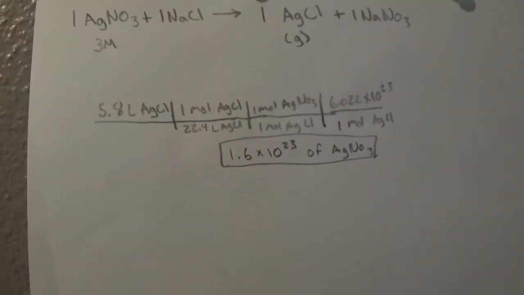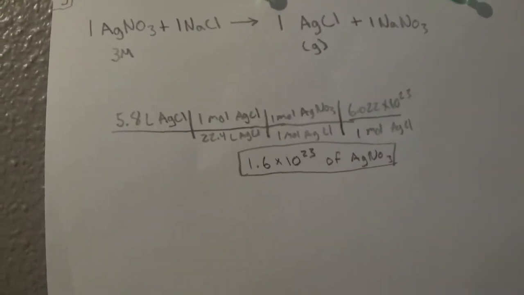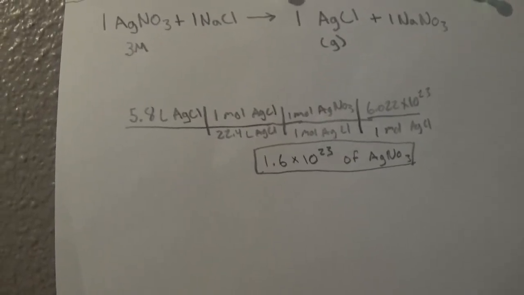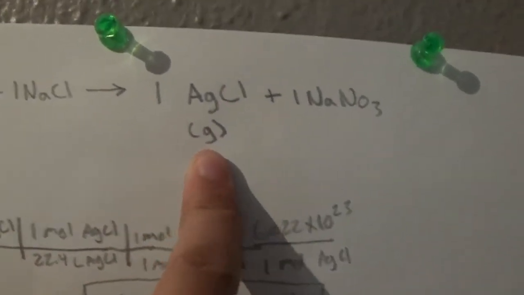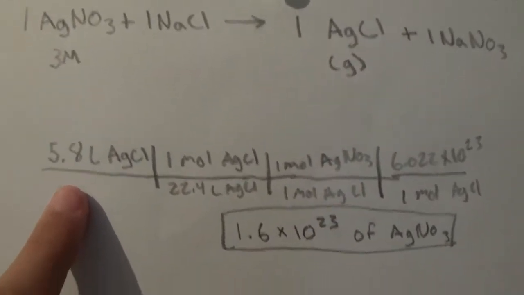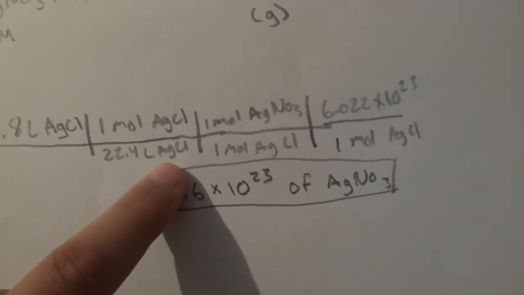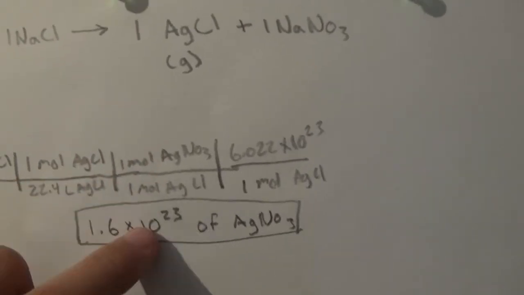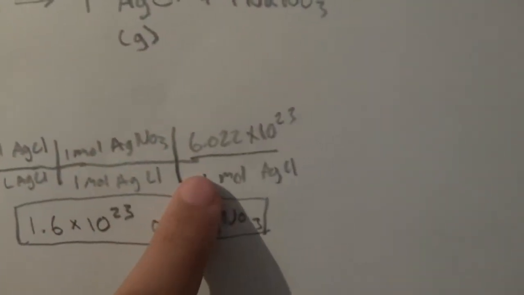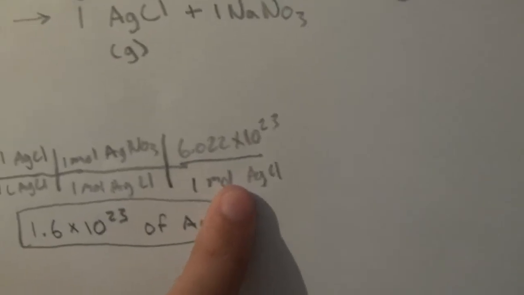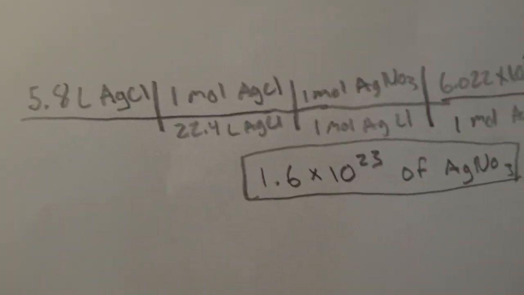Alright, so finally, we're supposed to pretend that one of our products is actually a gas and calculate how many molecules of the first 3.0 molar solution are required to produce 5.8 liters of gas. So here's our equation, and here is our gas, the AgCl. We take the 5.8 liters that we need to produce and multiply by 1 mole over 22.4 liters of AgCl. Then we convert to AgNO3, which is 1 over 1, because our equation is 1, 1, 1, 1 again. And finally, we multiply by Avogadro's number to find molecules over 1 mole, and we get 1.6 times 10 to the 23rd molecules of AgNO3 required to make 5.8 liters of AgCl.